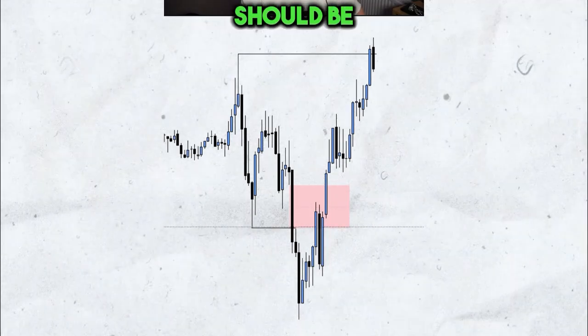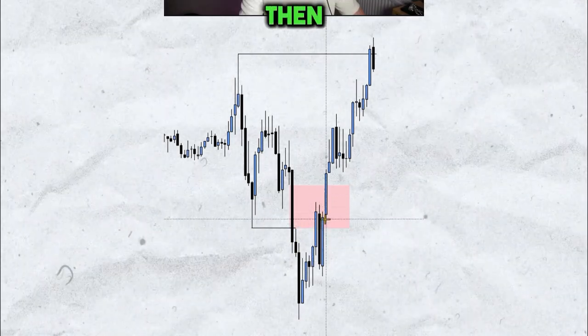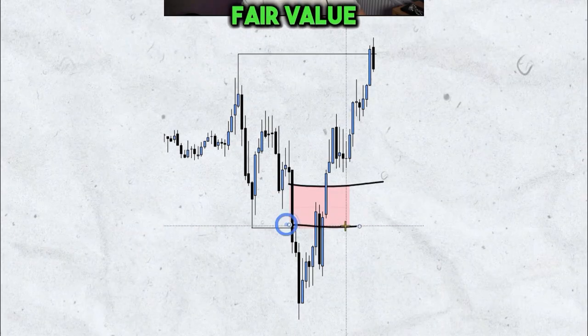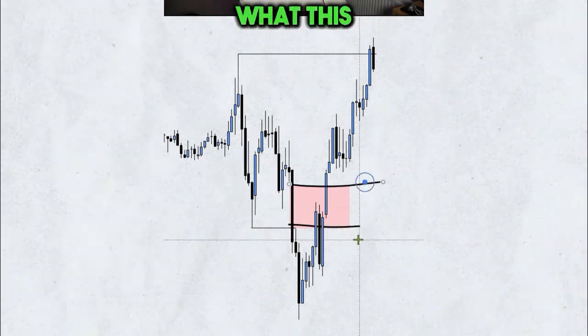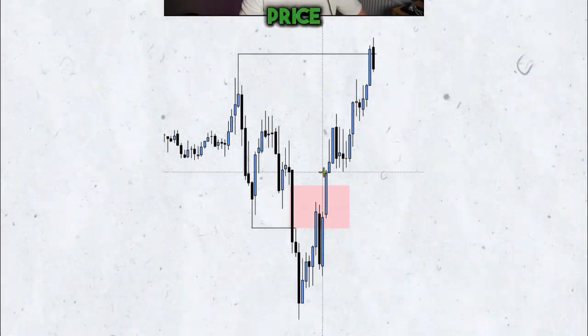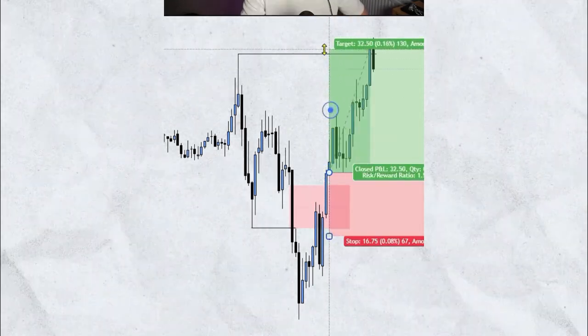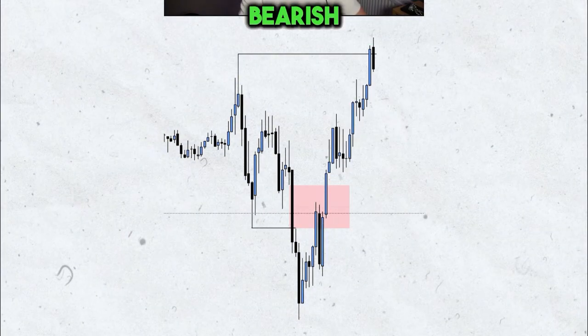But what you really should be doing is seeing this as a sweep on sell side liquidity, then waiting for this bearish fair value gap right here in the market to have a candle close above. What this means is that we have disrespected this bearish fair value gap, meaning that price action should come up and take some sort of buy side liquidity, or at least tap into an unmitigated bearish fair value gap.